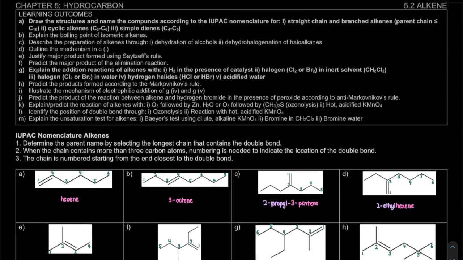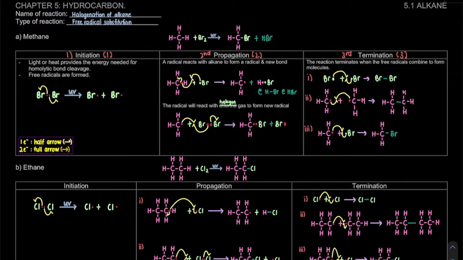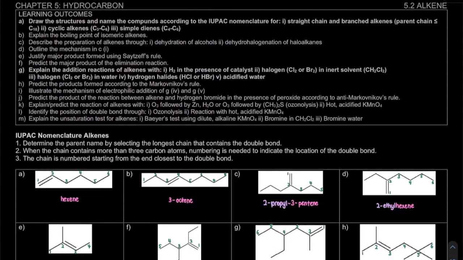In 5.2 alkene, the overall number of mechanisms that we're going to learn is actually 3. In chapter 5 itself, hydrocarbon, we will learn 4 mechanisms. The first mechanism that we have learned is in 5.1, the halogenation of alkane, or the free radical substitution. So in 5.2, we're going to learn the rest of the mechanisms, which are quite different to one another.